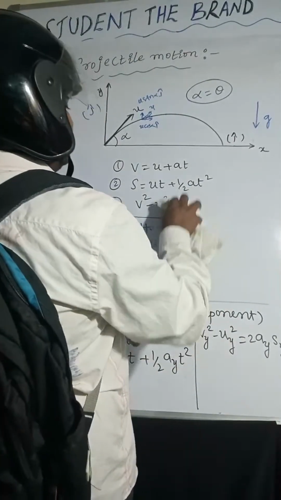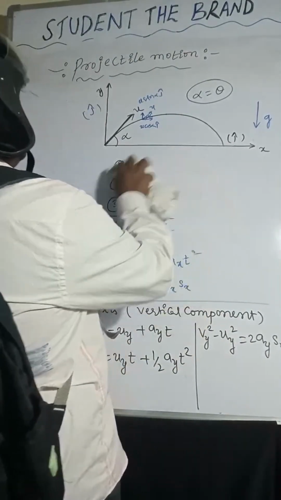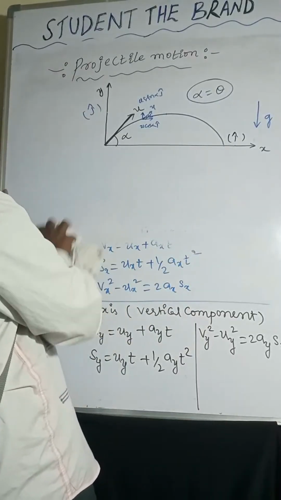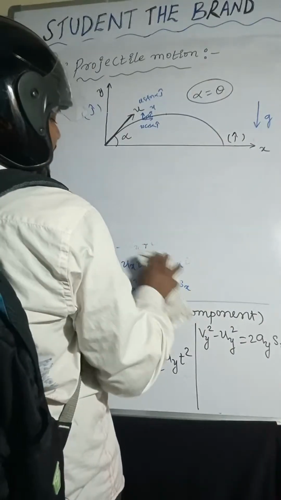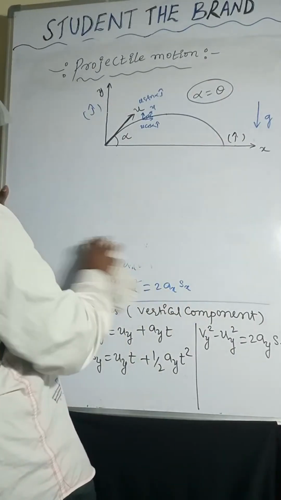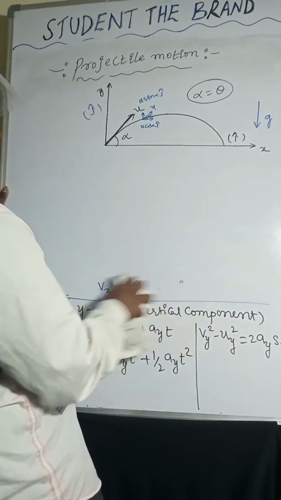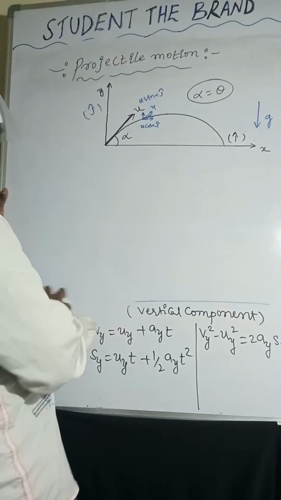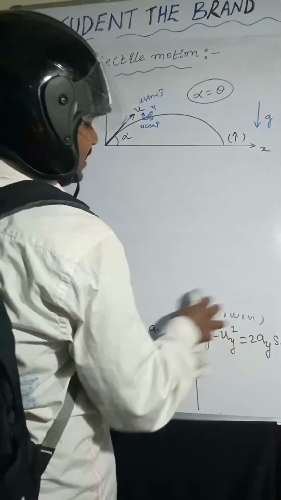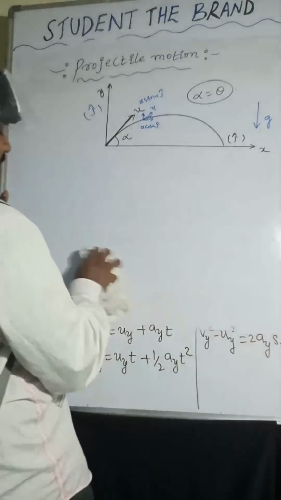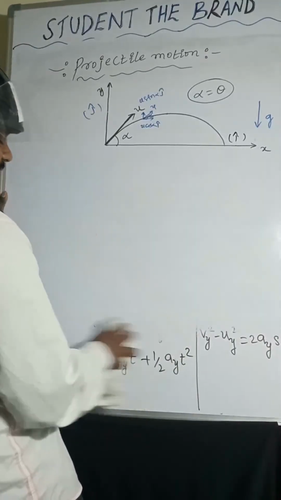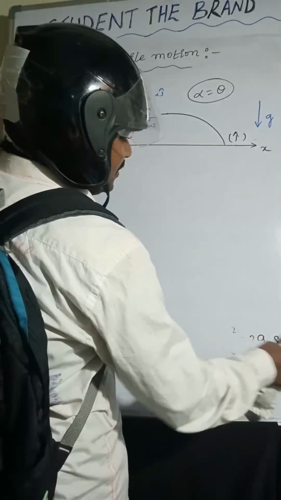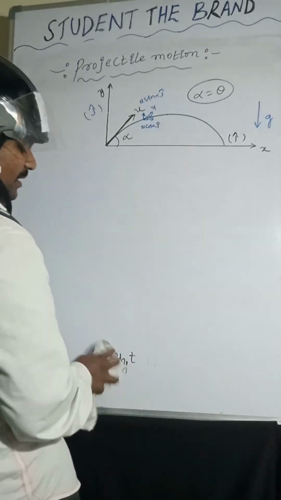Very important equation: trajectory of a projectile. Trajectory of a projectile means the path of the projectile, the path which it follows. We have to identify it. Normally we know the formula S equal to ut plus half at square. Yes or no?